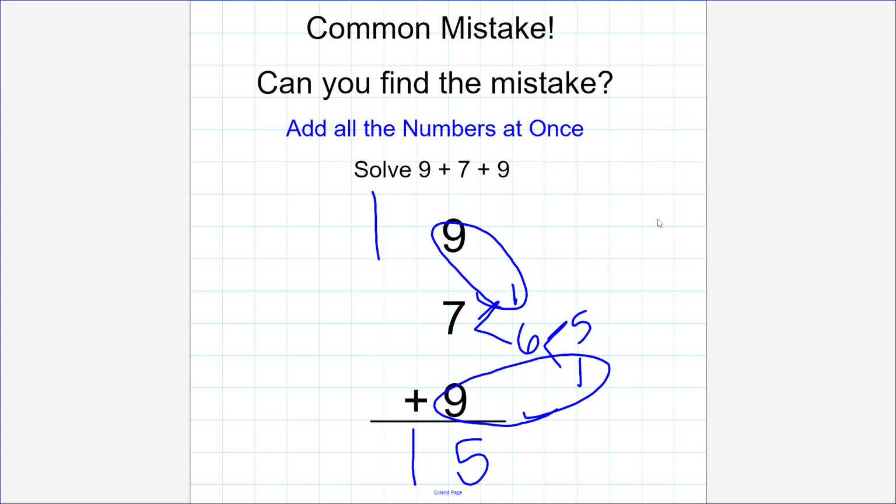If you need to pause the video to really look at this problem, that's fine. In fact, go ahead and pause the video and solve this problem on paper, adding all of the numbers at once. Then you'll be able to easily see what I did wrong, because you'll see what you did right. What is the mistake that I made when I added the numbers 9 plus 7 plus 9?